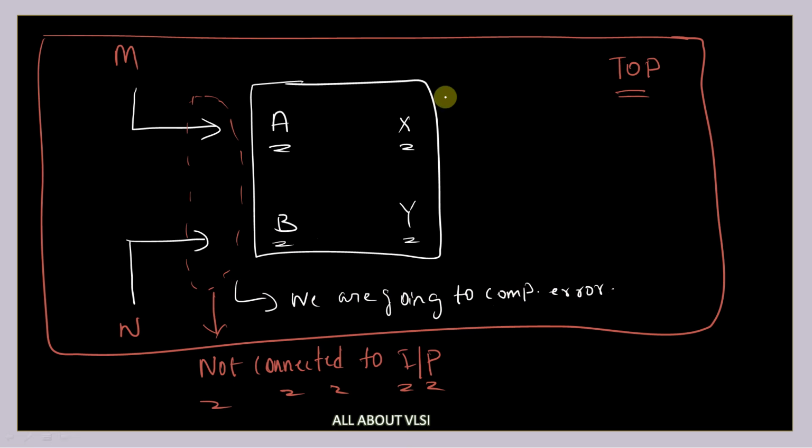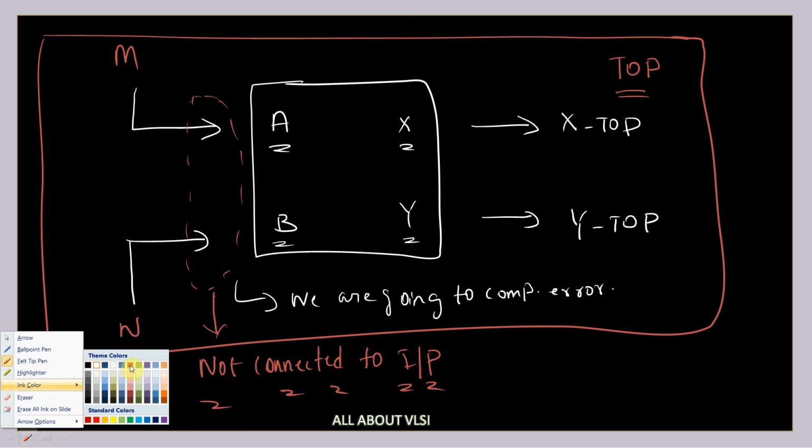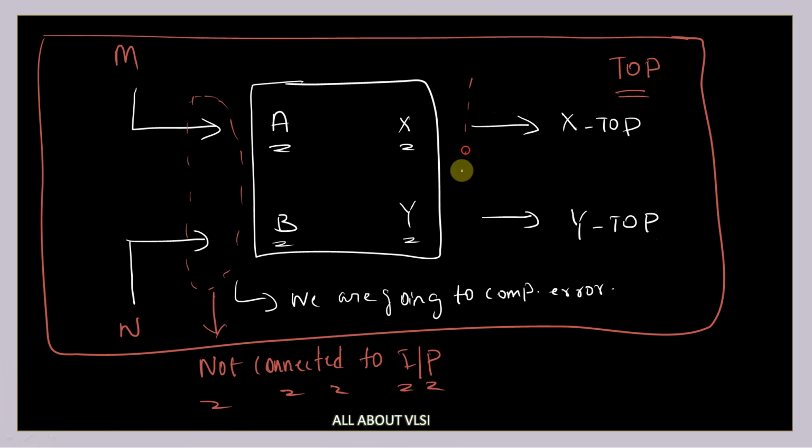Okay. And let's see this case also. If we are not connecting our output ports, let's say these are x underscore top and y underscore top, do we get any compilation error if we are not connecting our output ports during the instantiation?